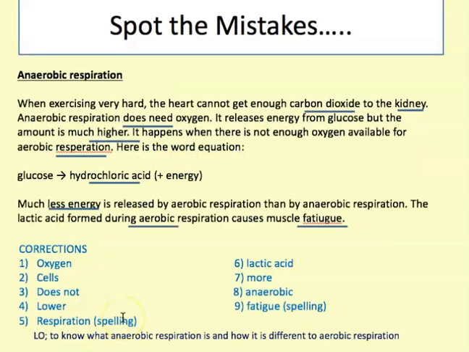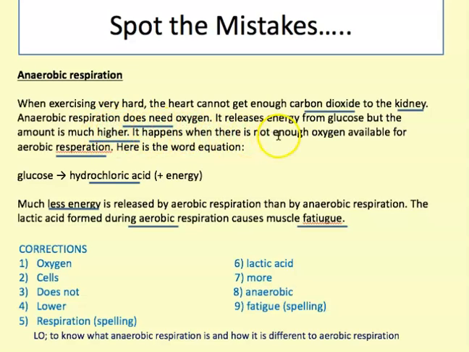Okay, let's see how you've got on then. So number 1 I did for you, so it should have been oxygen instead of carbon dioxide. The second one, it shouldn't say to the kidney, it should just say to the cells or to the muscle cells would be even better. Number 3, anaerobic respiration does not need oxygen, so the answer is does not. Next one, it releases energy from glucose, but the amount is much, and that should say lower.